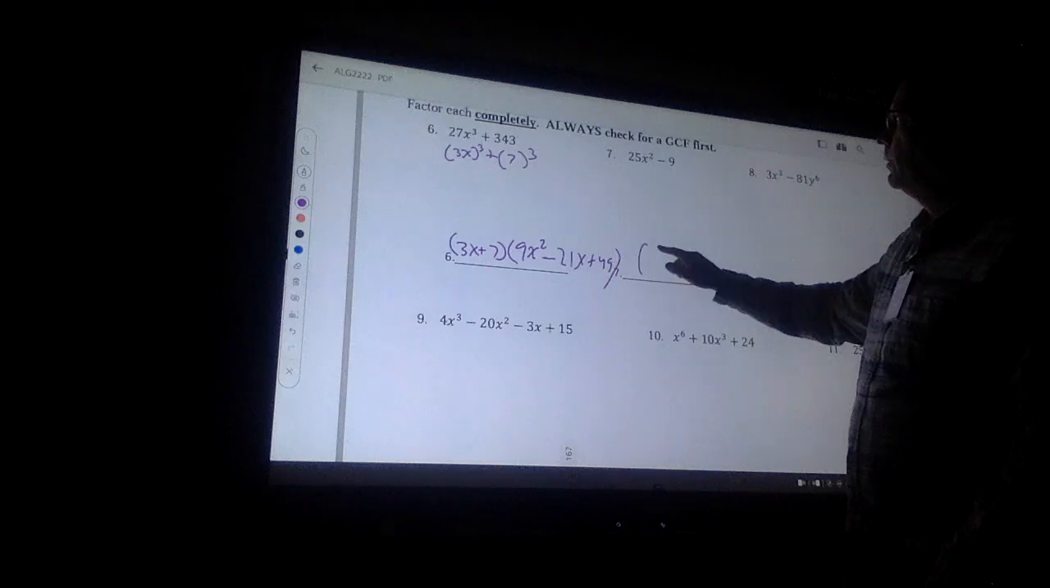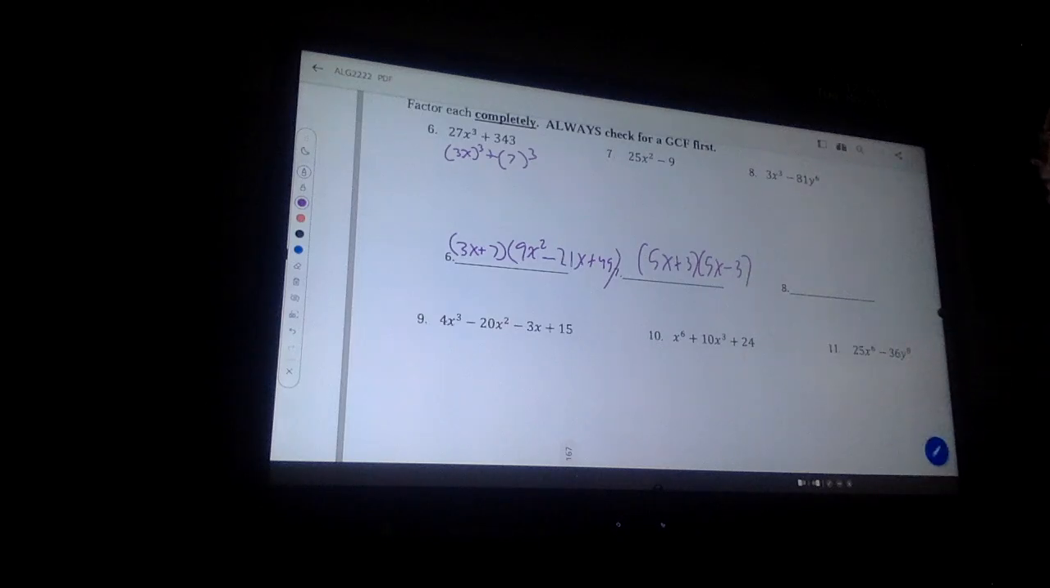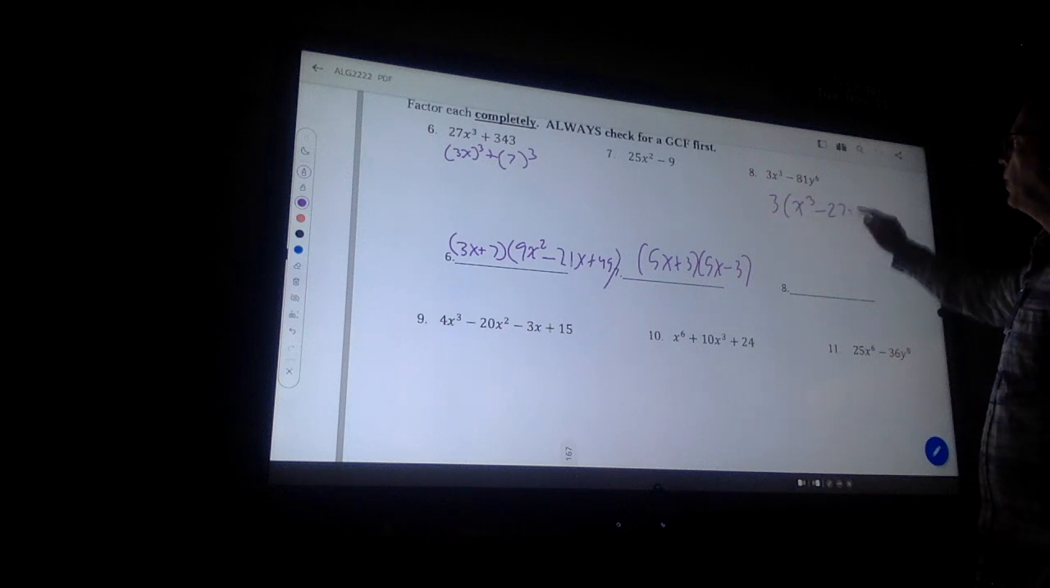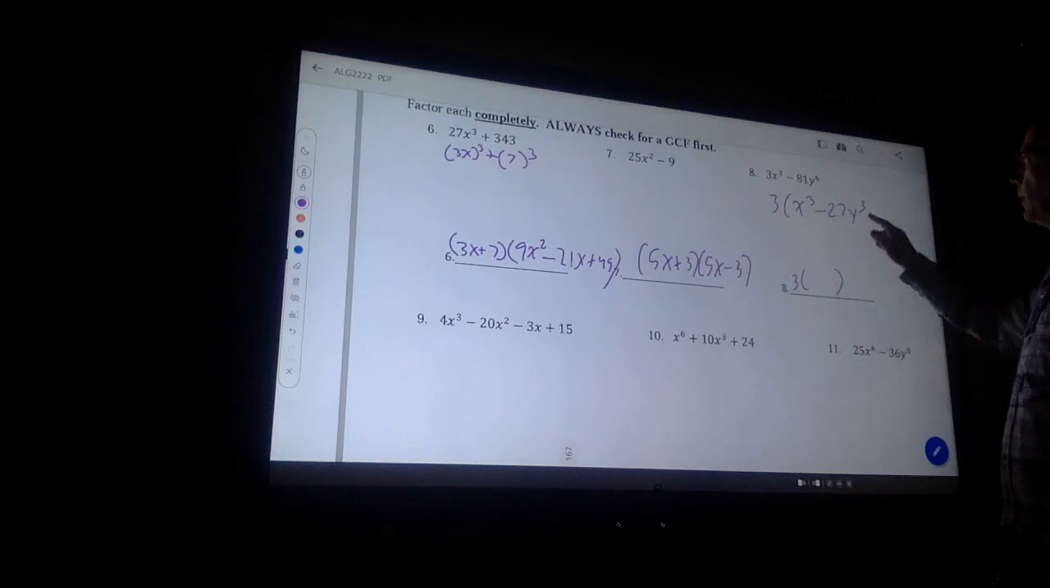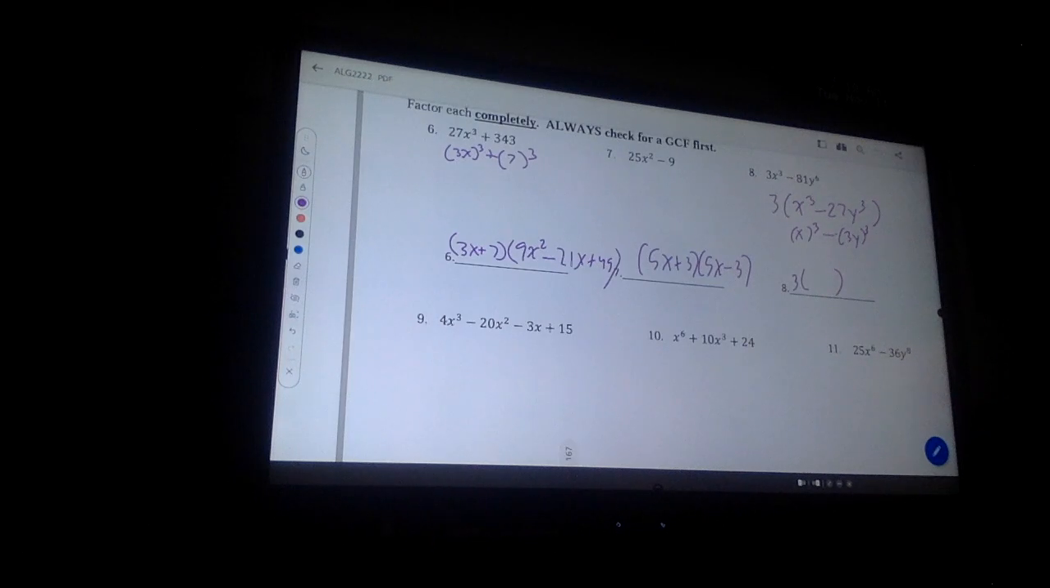This is the difference of two squares, just becomes 5x plus 3 and 5x minus 3. On this particular one, I can factor a 3 out of both, and that's going to leave me x to the third minus 27y to the third. So 3 is going to be part of the answer. So this is going to be x to the third minus 3y to the third, and so that's the difference of two cubes. So that's going to be x minus 3y, then square x, multiply x and 3y together, so plus 3xy, and then square 3y, so I get 9y squared.